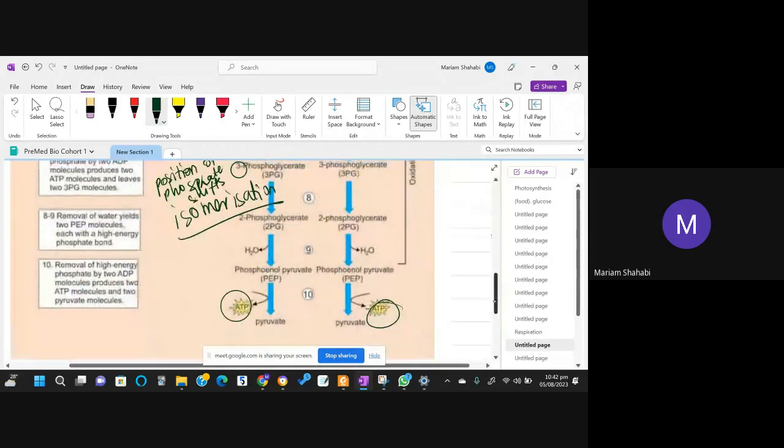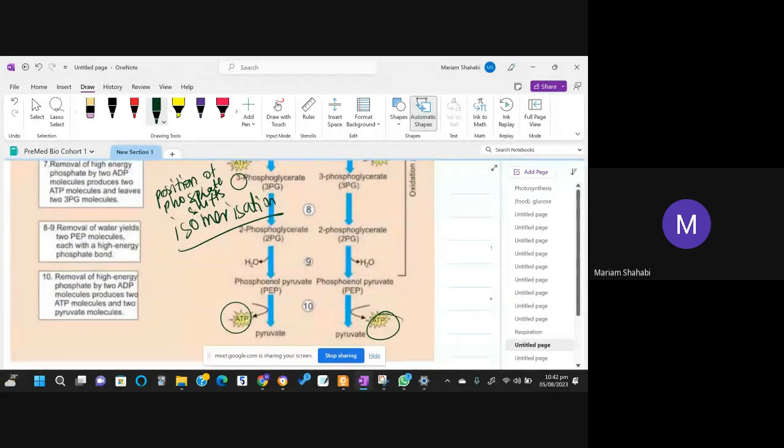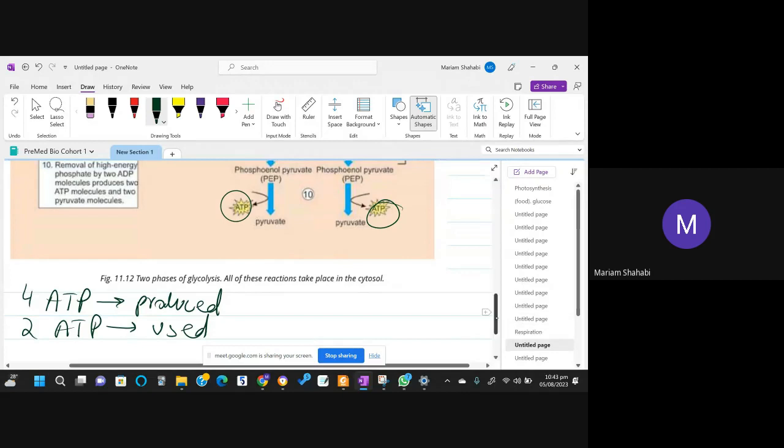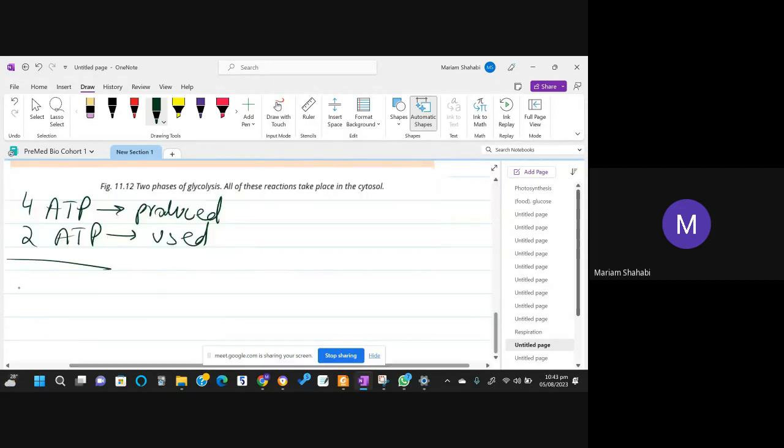So in total that is 4 ATP molecules being produced. But remember that we used up 2 ATPs in the beginning. So then our net production will be 2 ATPs net.